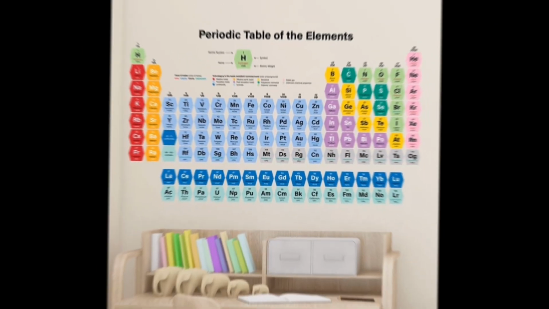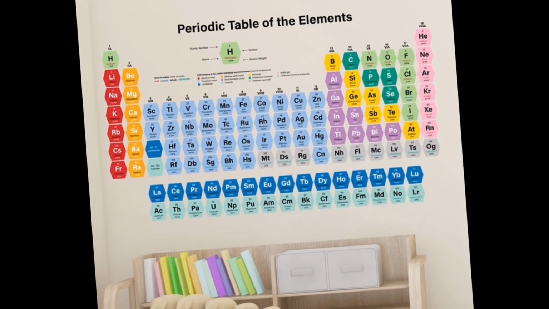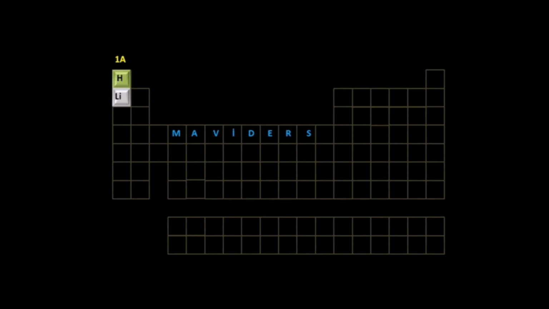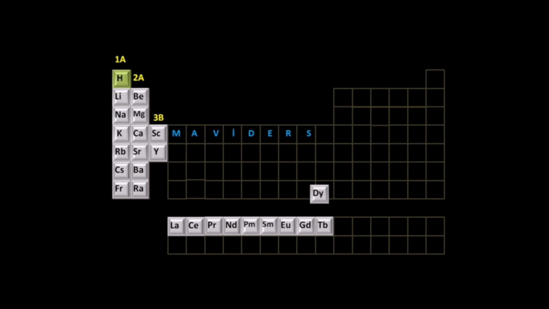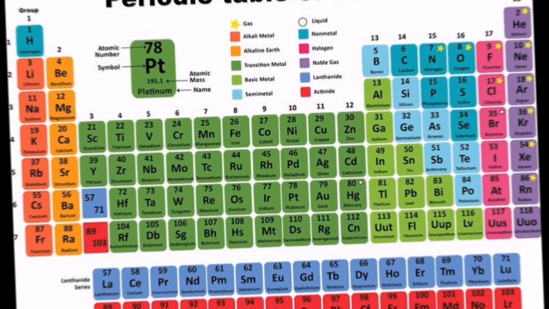Lanthanides and actinides. The lanthanides and actinides are groups of elements in the periodic table. They are the elements that are often listed below the main section of the periodic table. There are 30 total elements in the lanthanides and actinides. They are often called the inner transition metals.